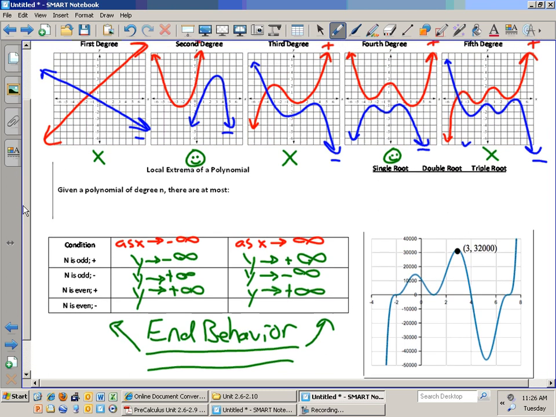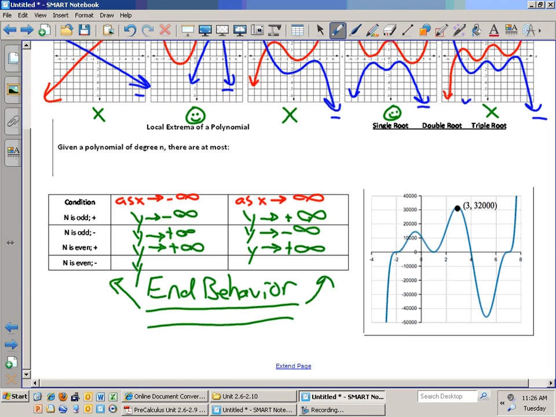However, let's look at the quartic one here. Let's say it's a negative one, it's upside down. If x goes towards negative infinity, what does the y value go towards? Negative. And if x goes towards positive infinity, y goes towards negative. Yeah, it keeps on dropping. So even functions, they start and end in the same place. Okay? They start and end in the same place.